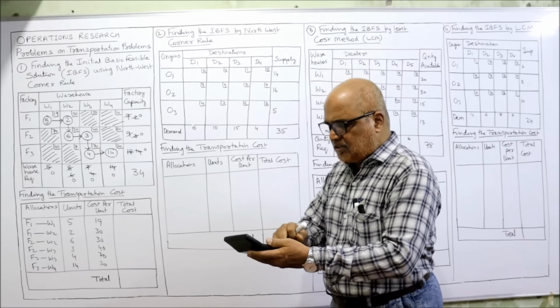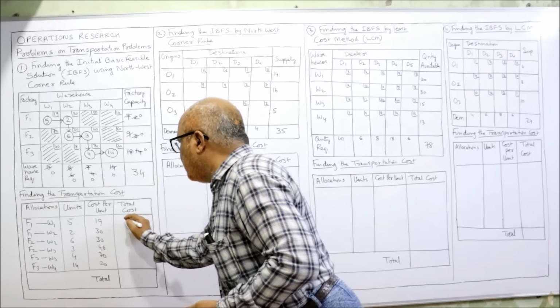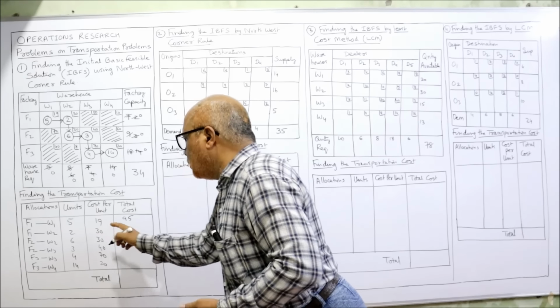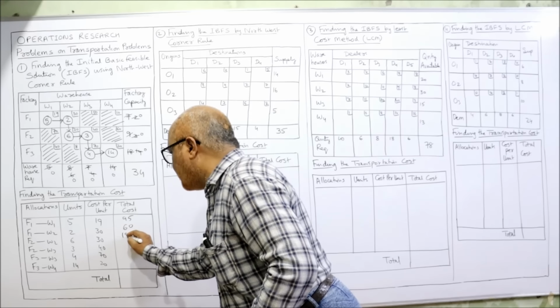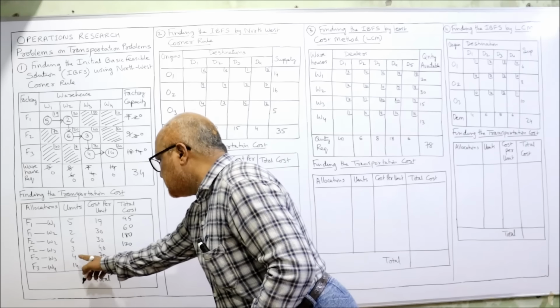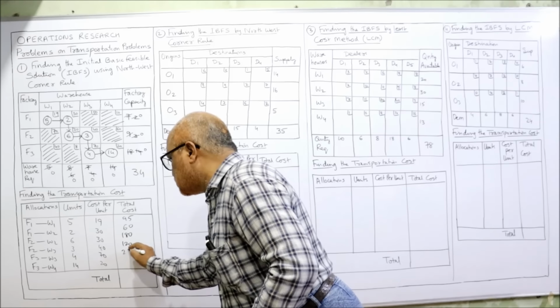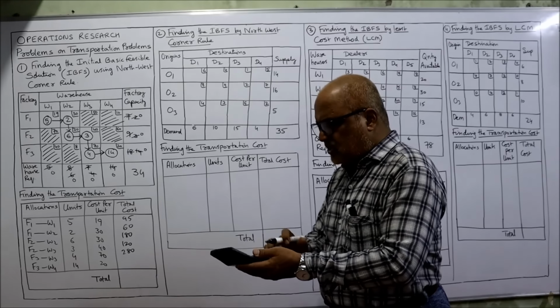5 into 19, that comes to 95. Here I will take 95. 2 into 30 is 60. 6 into 30 is 180. 3 into 40 is 120. 4 into 70 is 280. 14 into 20, that is 280.